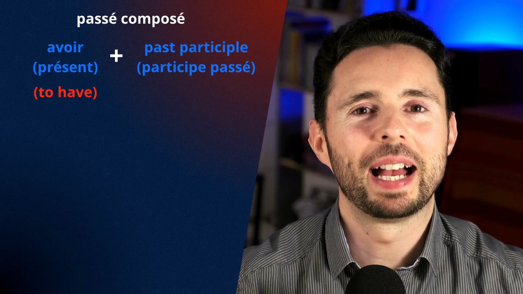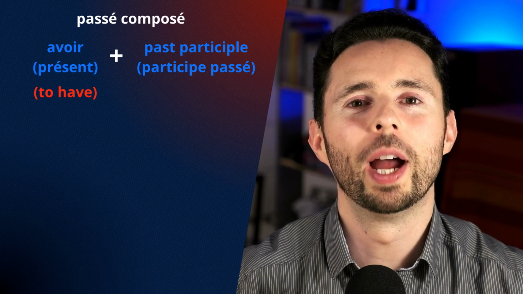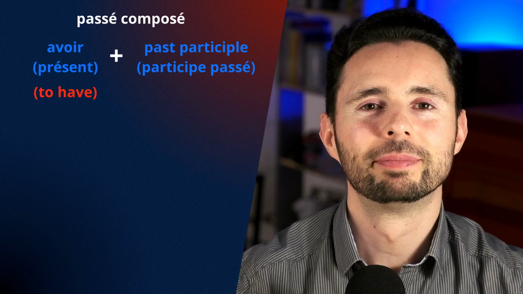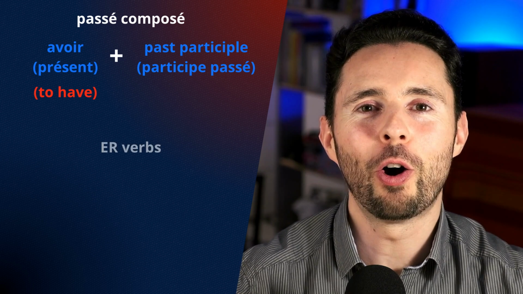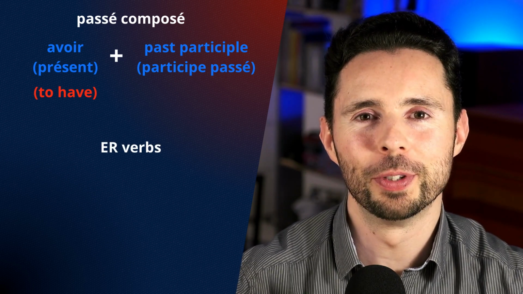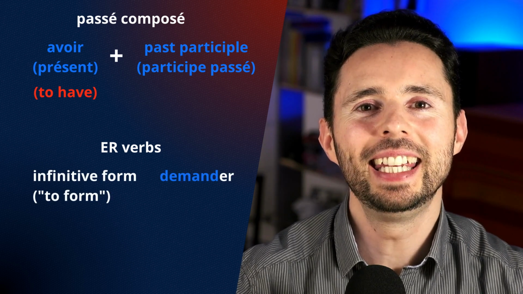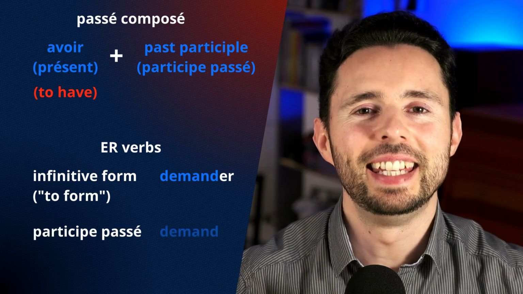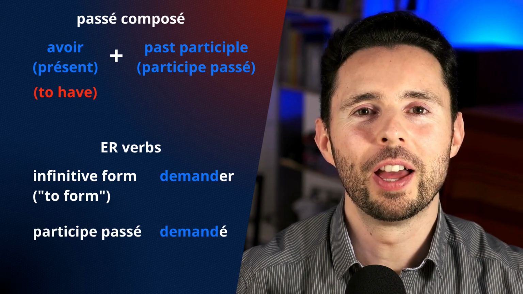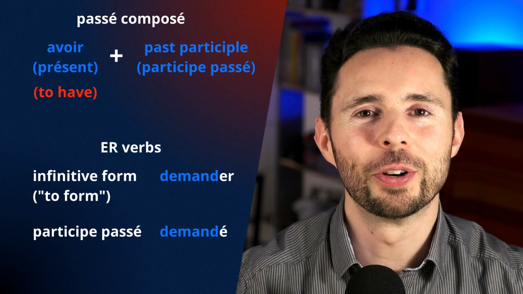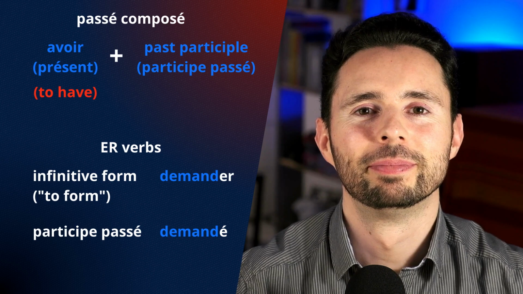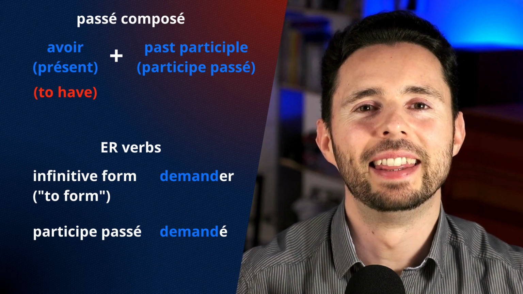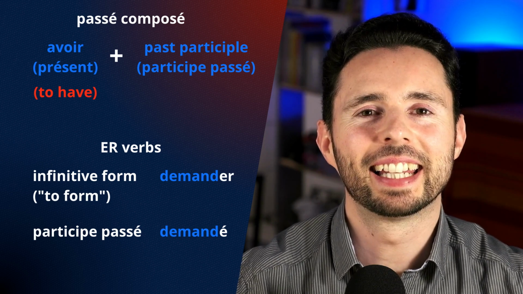But now, how to form past participles in French? They are close to English past participles in their regular form, where you just add ed. So in French, for the er verbs, the majority of French verbs, those that end with er that sound e, you just replace the er by an e with an acute accent that also sounds e. So the past participle and the infinitive form sound exactly the same.